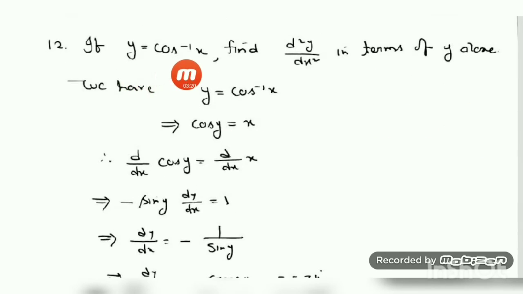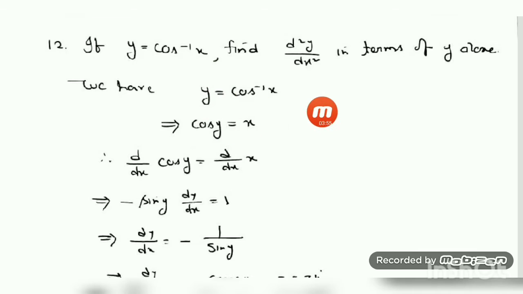If y is equal to cos inverse of x, find d2y/dx2 in terms of y alone. Your answer is required in terms of y. If I directly find dy/dx by applying the cos inverse x formula, we get minus 1 by under root of 1 minus x square. That way also we can do it, but there you have to do some simplification. Since I know the answer is required in terms of y, I just want to remove this cos inverse.